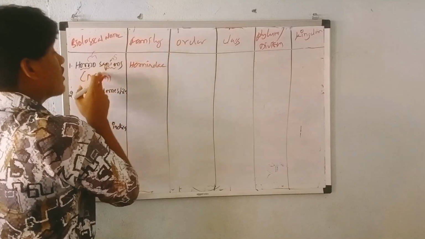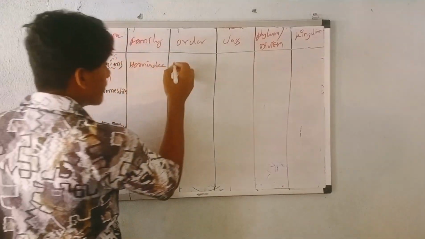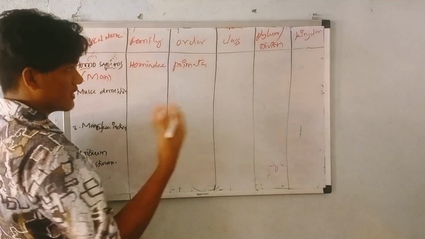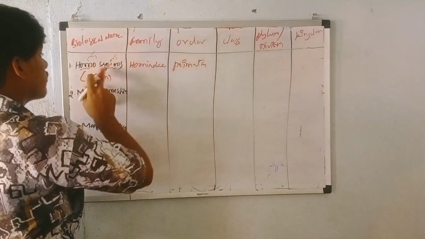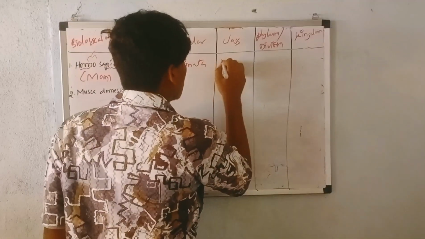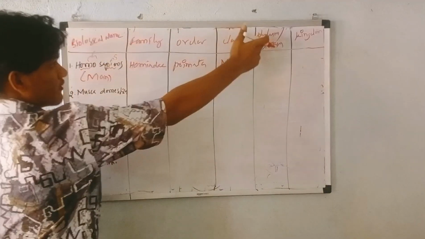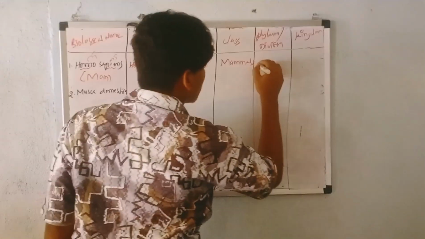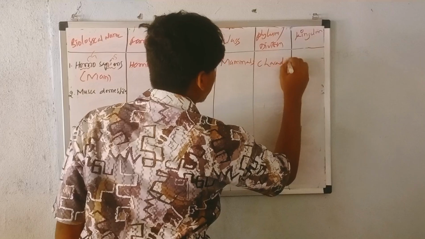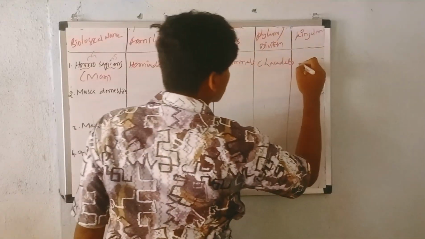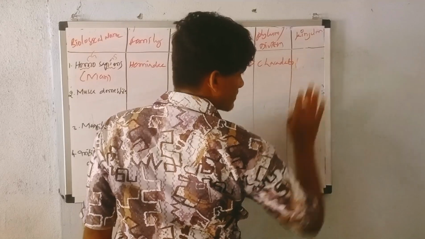If we talk about the order of Homo sapiens, the order is Primata. It also includes gorillas, gibbons, and monkeys. If we talk about the class of Homo sapiens, the class is Mammalia, right? Mammals. If we talk about the phylum, that is Chordata. And if you talk about the kingdom, we know that it is the animal kingdom.